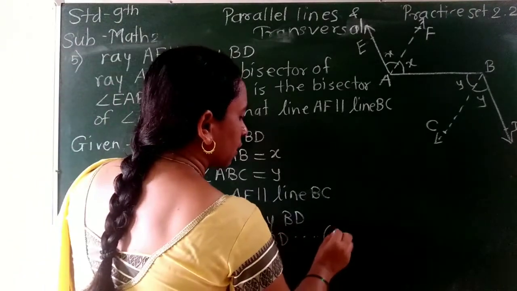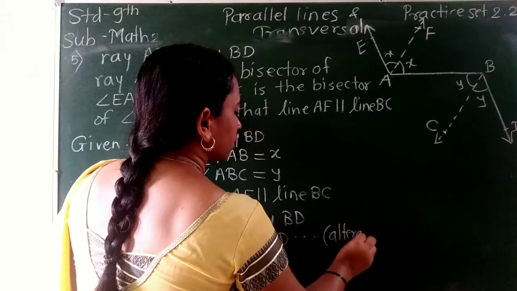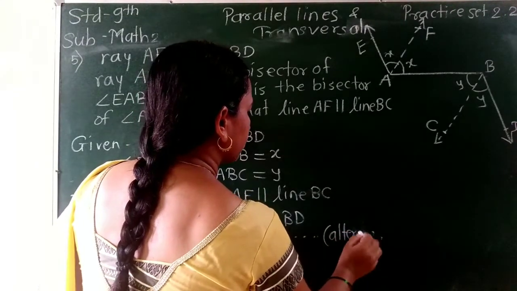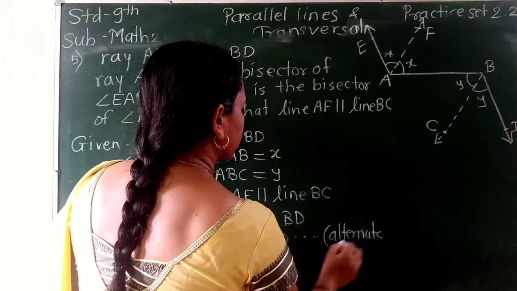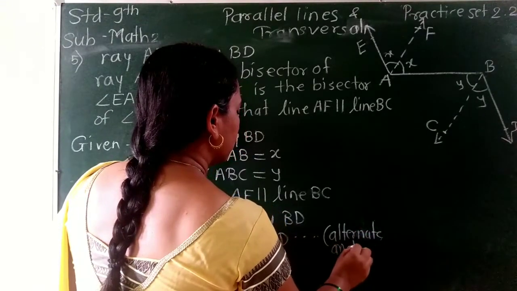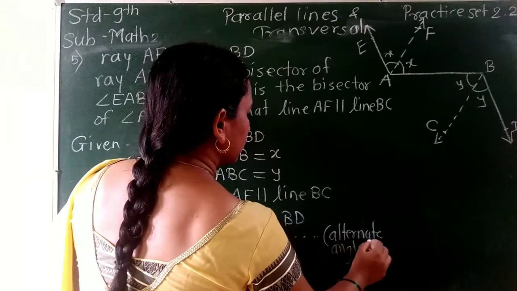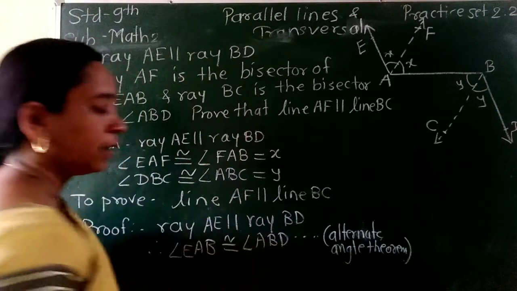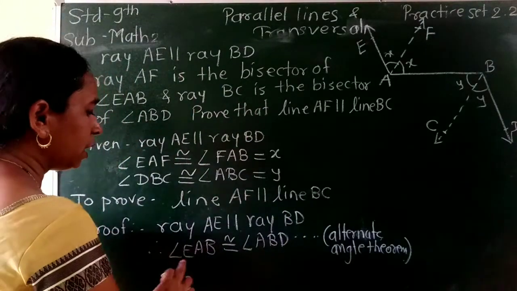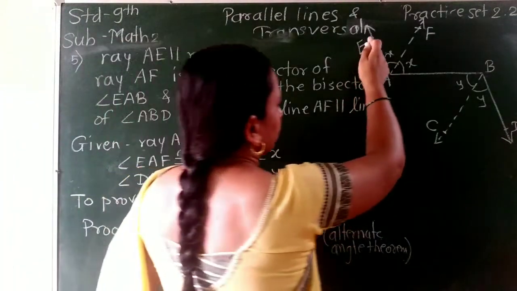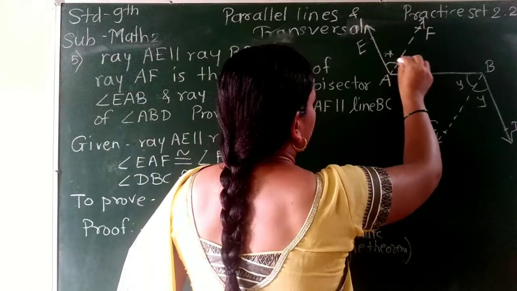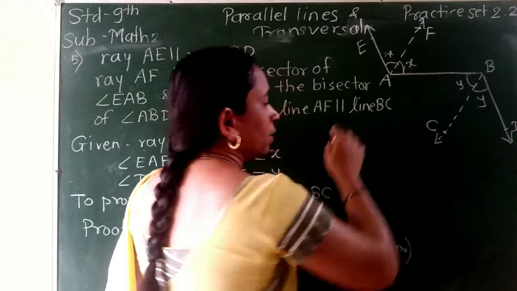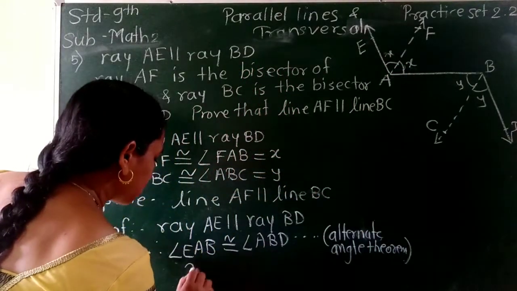What is the reason? Alternate angle theorem. Observe EAB. This is nothing but 2x, because x plus x will be 2x. So here it is 2x.